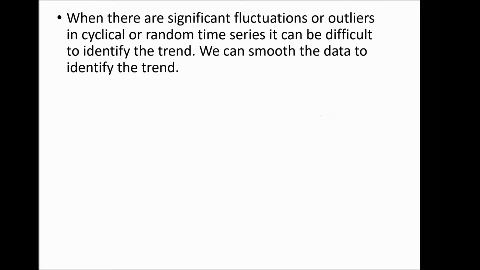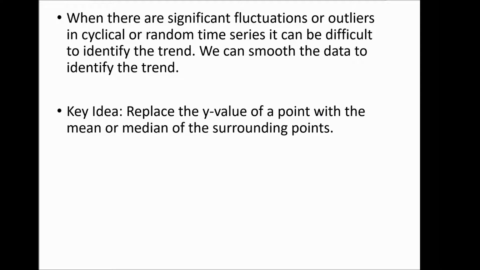Here we go. When you've got pretty decent outliers and fluctuations within random time series, it can sometimes be a bit tricky to identify if there's a trend, whether it truly is just outliers or whether it is positive or negative. So what we want to do is smooth out the data to make that a little bit easier. Big picture, for each y value, we're going to replace it with either the mean or the median of the surrounding points. This will flatten things out a little bit.